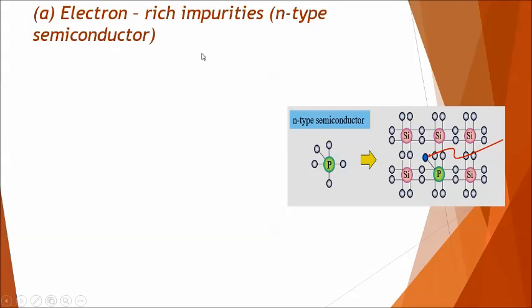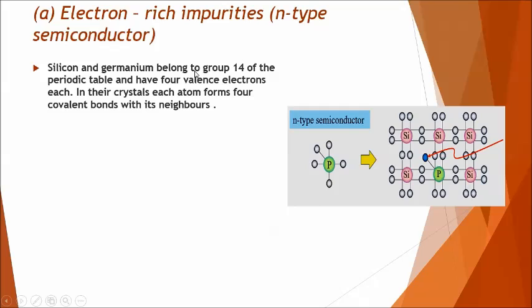In the word itself, we can understand that this semiconductor has some extra electrons, which act as the impurity there. Now we have taken an example of silicon, or instead of silicon we can take germanium, which belongs to the 14th group of the periodic table. So how many valence electrons will they have? They will have 4 valence electrons.